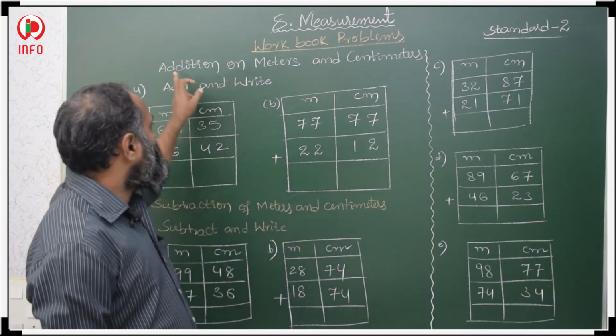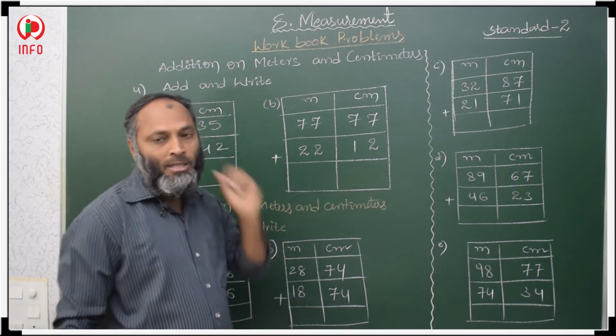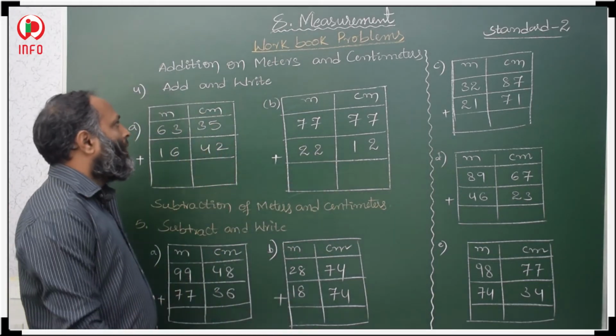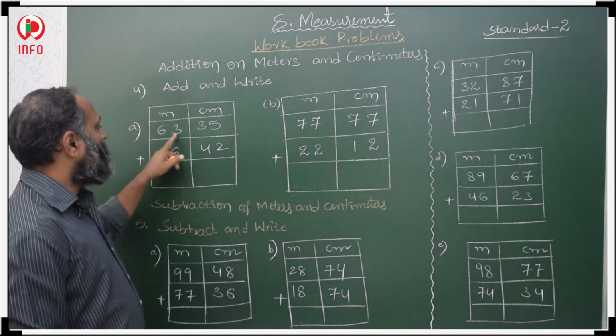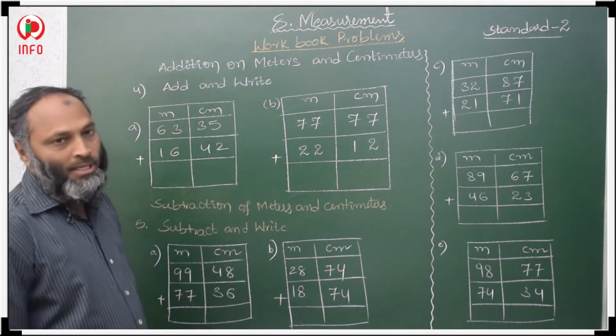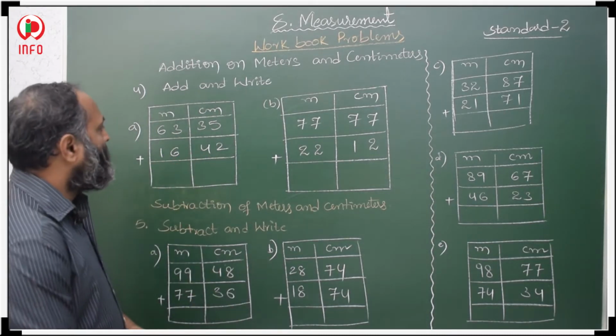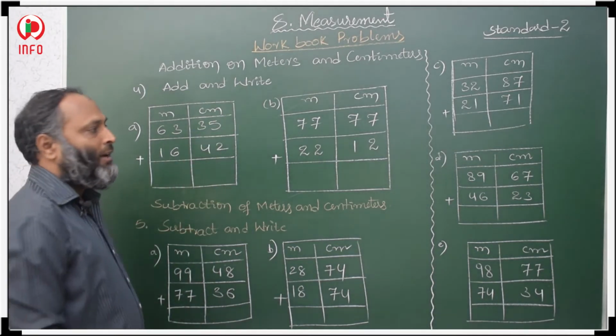Now the next one is addition of meters and centimeters. So we have to add meters and centimeters. Then how to add meters and centimeters? First one, 63 meters 35 centimeters plus 16 meters and 42 centimeters. Then how to add? First we have to add the smaller units, the extreme right digits.